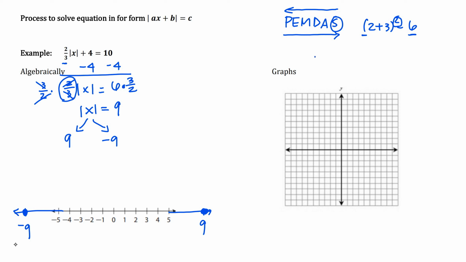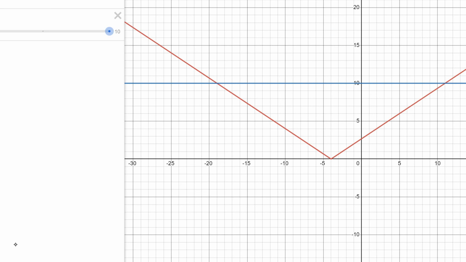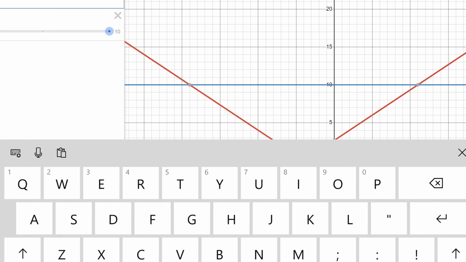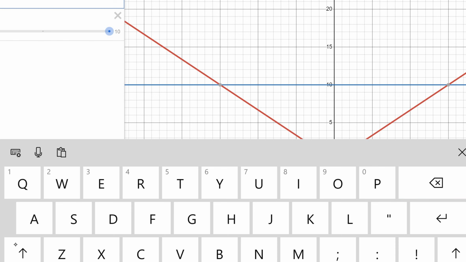And graph. If you draw the graph, one graph has to be 2/3 of absolute value x plus 4, and that's one graph. One more graph will be y equals 10. I think I'm tired. Okay, so we have one graph on the left side, one graph on the right side. I have 2/3 of this graph and this graph, right? Oh, my graph is not correct.